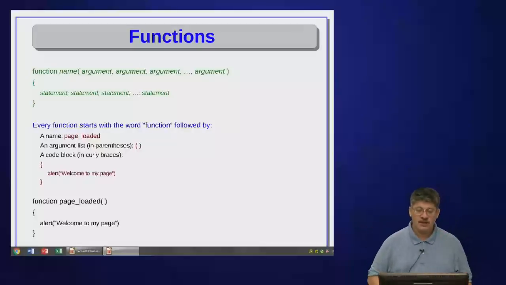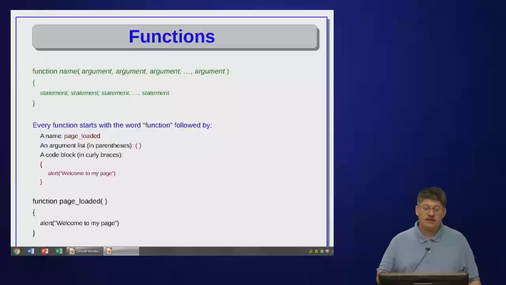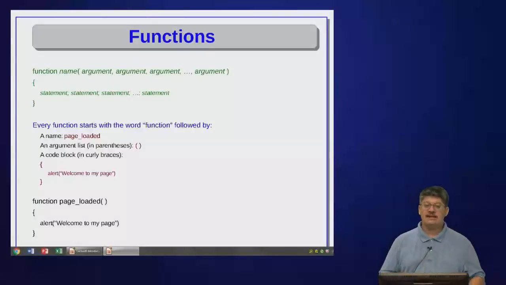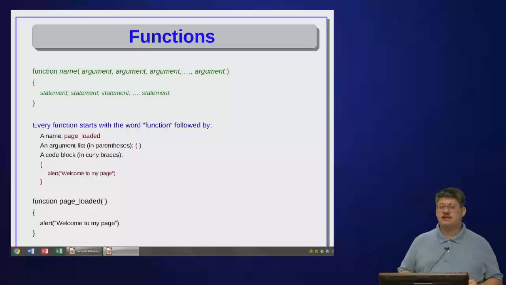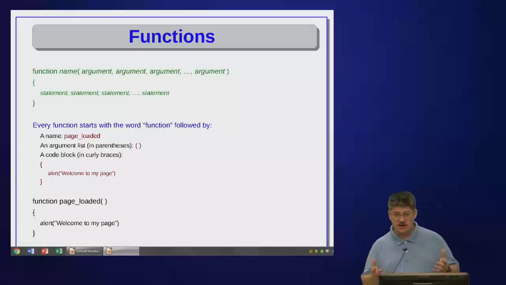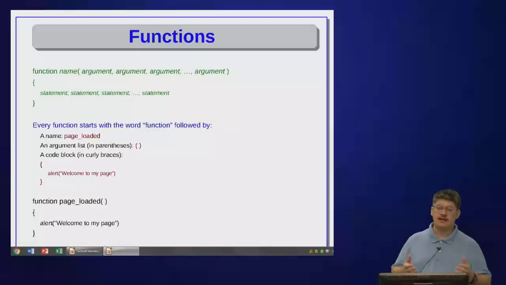And then when I'm done with that, I have 2 curly braces, and those denote the beginning and the end of the code for the function. And inside those curly braces, I have a bunch of statements. And those statements can either go on separate lines, or they can be separated by semicolons. It's considered better style to put each statement on its own line, but it's not necessary. You can put 2 statements on the same line as long as you put a semicolon in between them.